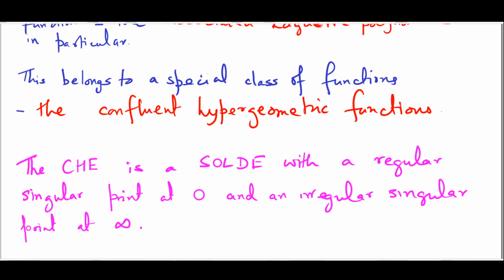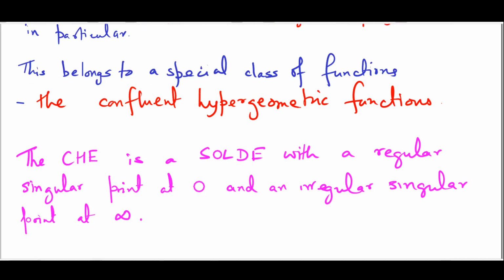The confluent hypergeometric equation, CHE for short, is a second-order linear differential equation which is characterized by the fact that it has a regular singular point at 0 and an irregular singular point at infinity. Now this should ring a bell. After all, our differential equation, the one we solved by the Frobenius method a while ago, has exactly this behavior: a regular singular point at 0 and an irregular singular point at infinity. Now the standard form in which the confluent hypergeometric equation is written down is the following.